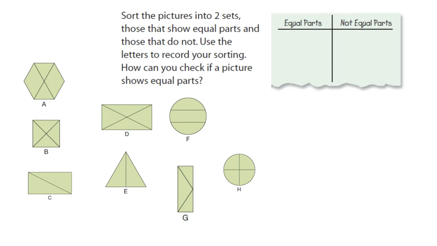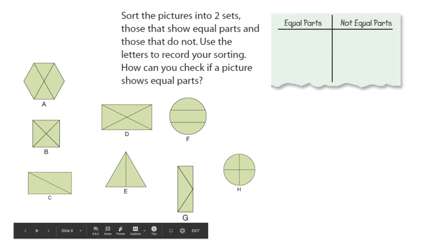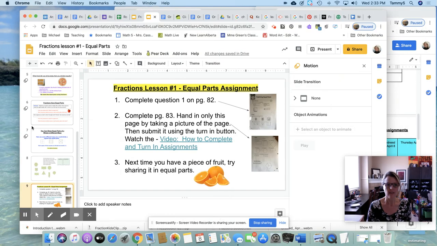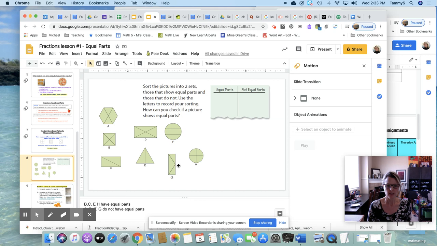Let's do an activity together. It says sort these pictures into 2 sets, those that show equal parts and those that do not. Use the letters to record your sorting. How can you check if a picture shows equal parts? So I need to exit from this screen and go back to this page because otherwise it wouldn't let me drag my pictures. So let's take a look at A.